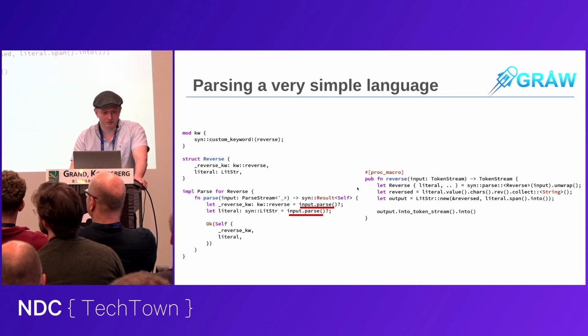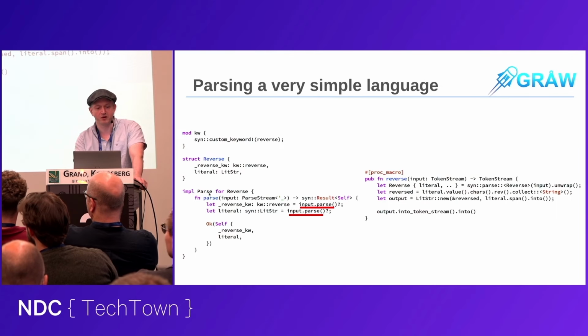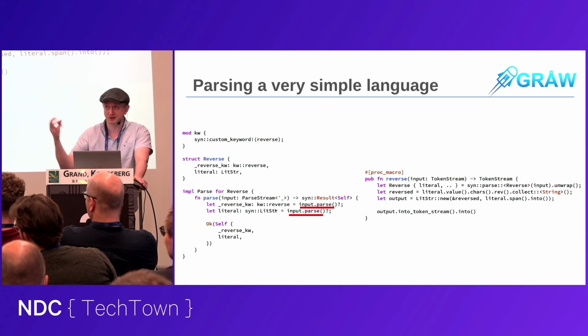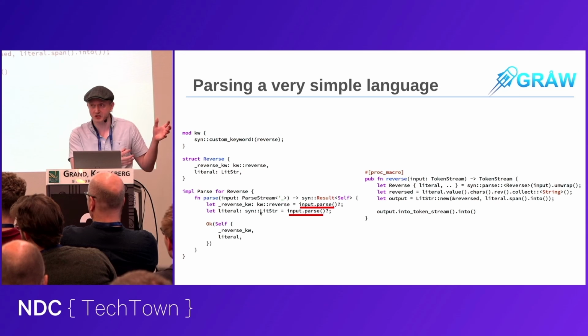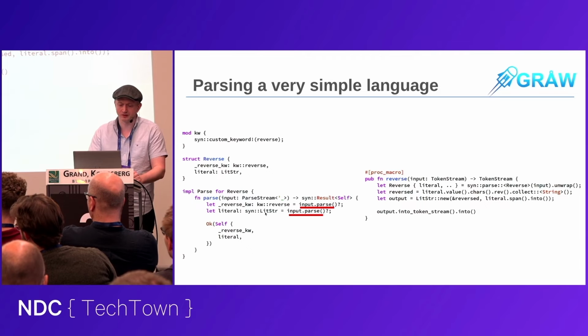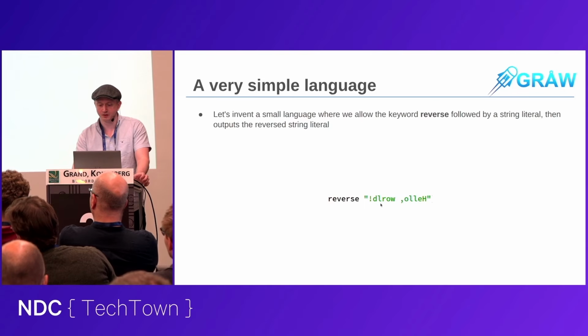To do that, you write basically a parser, and in this case, I made it into a struct with an impl parse. You can see it basically takes out of the token stream a keyword, which we define to be reverse, and the string literal. And the value we get for the string literal here contains a reference to where in the code it's originating, but also, more importantly, the actual value of the string literal as you see it in your program text here.